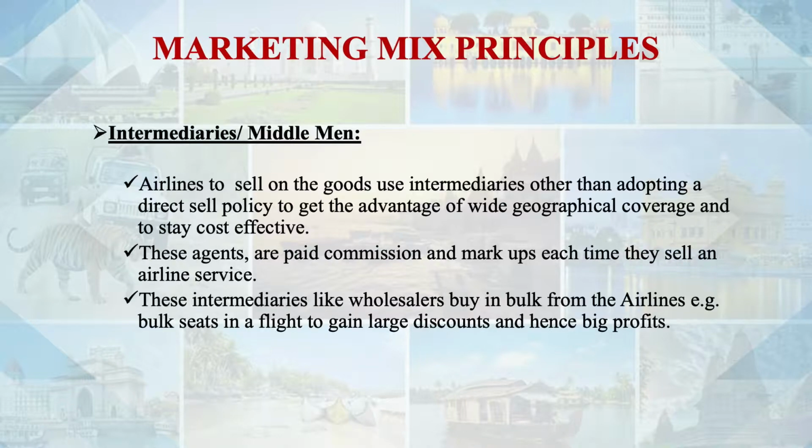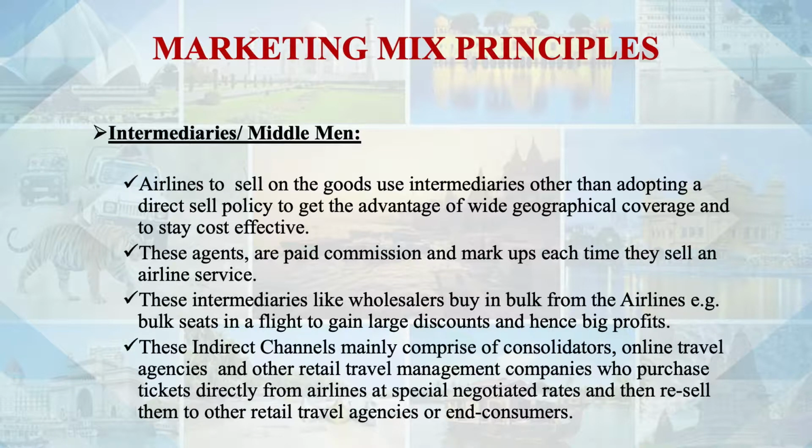These intermediaries, like wholesalers, buy in bulk from the airlines, for example, bulk seats in a flight, to gain large discounts and hence big profits. Further, the retailers buy from these wholesalers and sell the products to the final customer. These indirect channels mainly comprise consolidators, online travel agencies, and other retail travel management companies who purchase tickets directly from airlines at special negotiated rates and then resell them to other retail travel agencies or end customers.